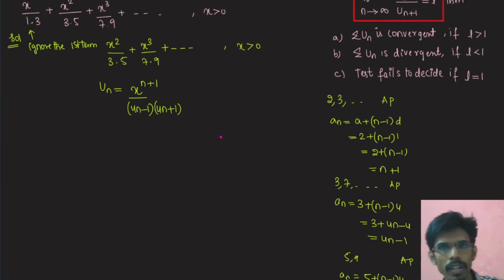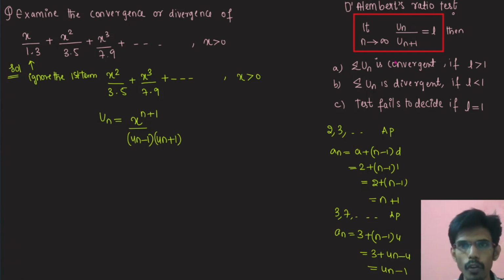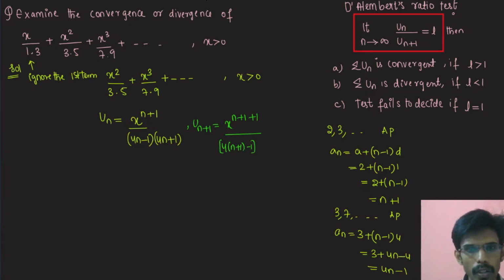Now I got the general term. Now in this D'Alembert's ratio test, I want Un plus 1. So the Un plus 1 will be x power of n plus 1 plus 1, divided by 4 into n plus 1 minus 1, into 4 into n plus 1 plus 1. This will become x power of n plus 2 upon 4 into n, which is 4n plus 4 minus 1 will be 3, next 4n plus 4 plus 1 is 5.